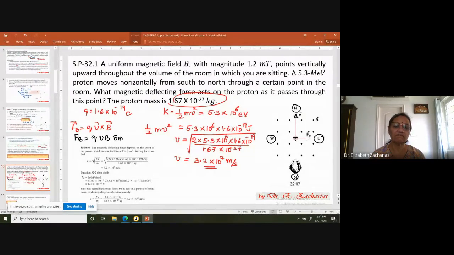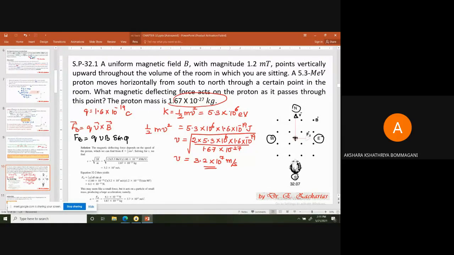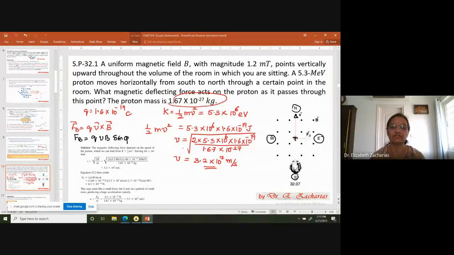QVB sine phi. What is sine phi? What will be phi? Remember, everything is happening inside the room. The charged particle is moving inside the room from south to north, whereas your magnetic field is this. So what is phi? Phi is the angle between the velocity and the magnetic field. So what is it? 90 degrees. Phi is equal to 90 degrees.